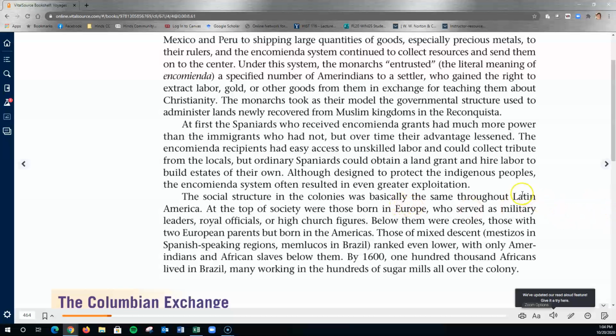And eventually, the king will want to be in control of it, and that will lead to a shift from the encomienda to the viceroyalty, where the king appoints people to go over and rule in his name in the New World.